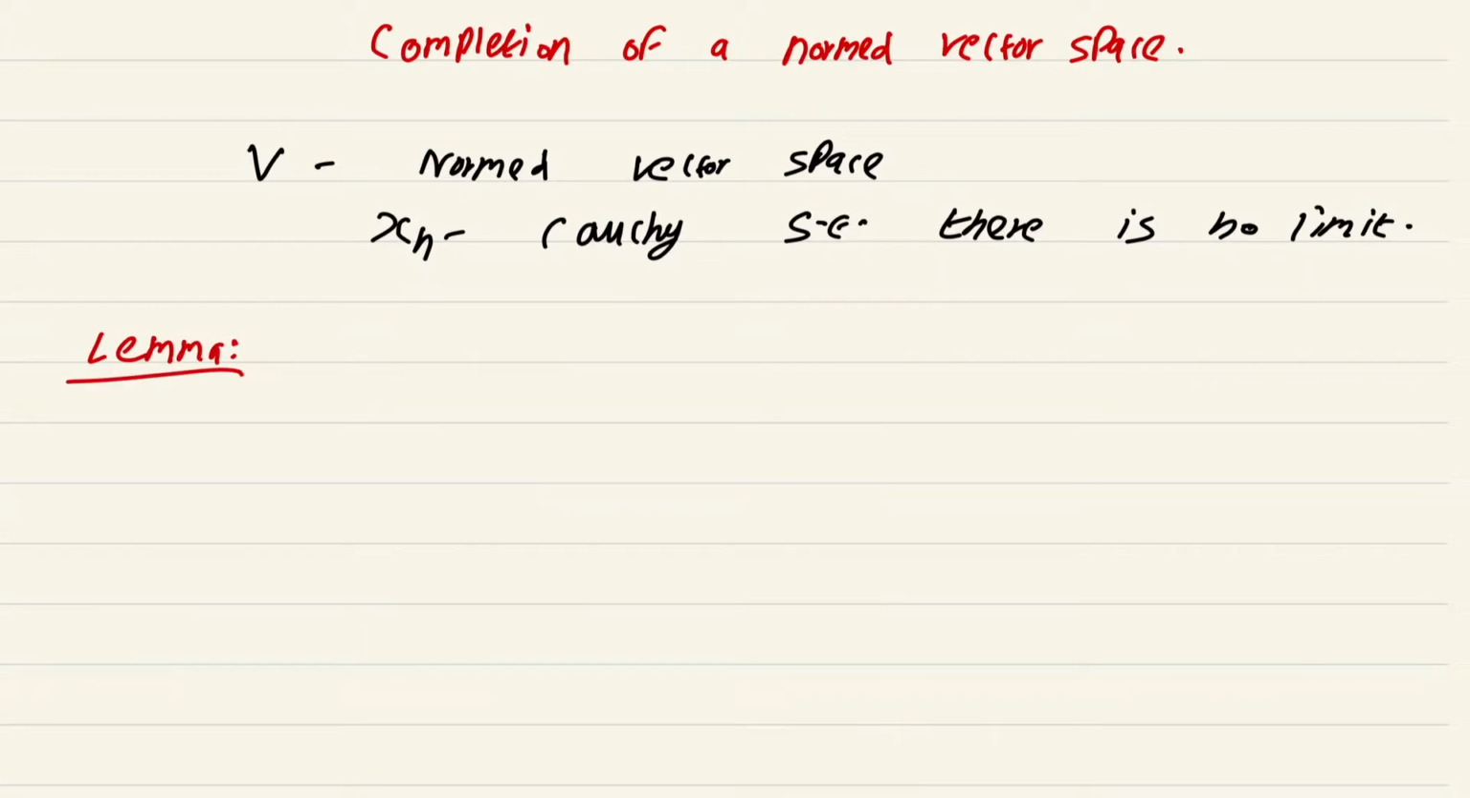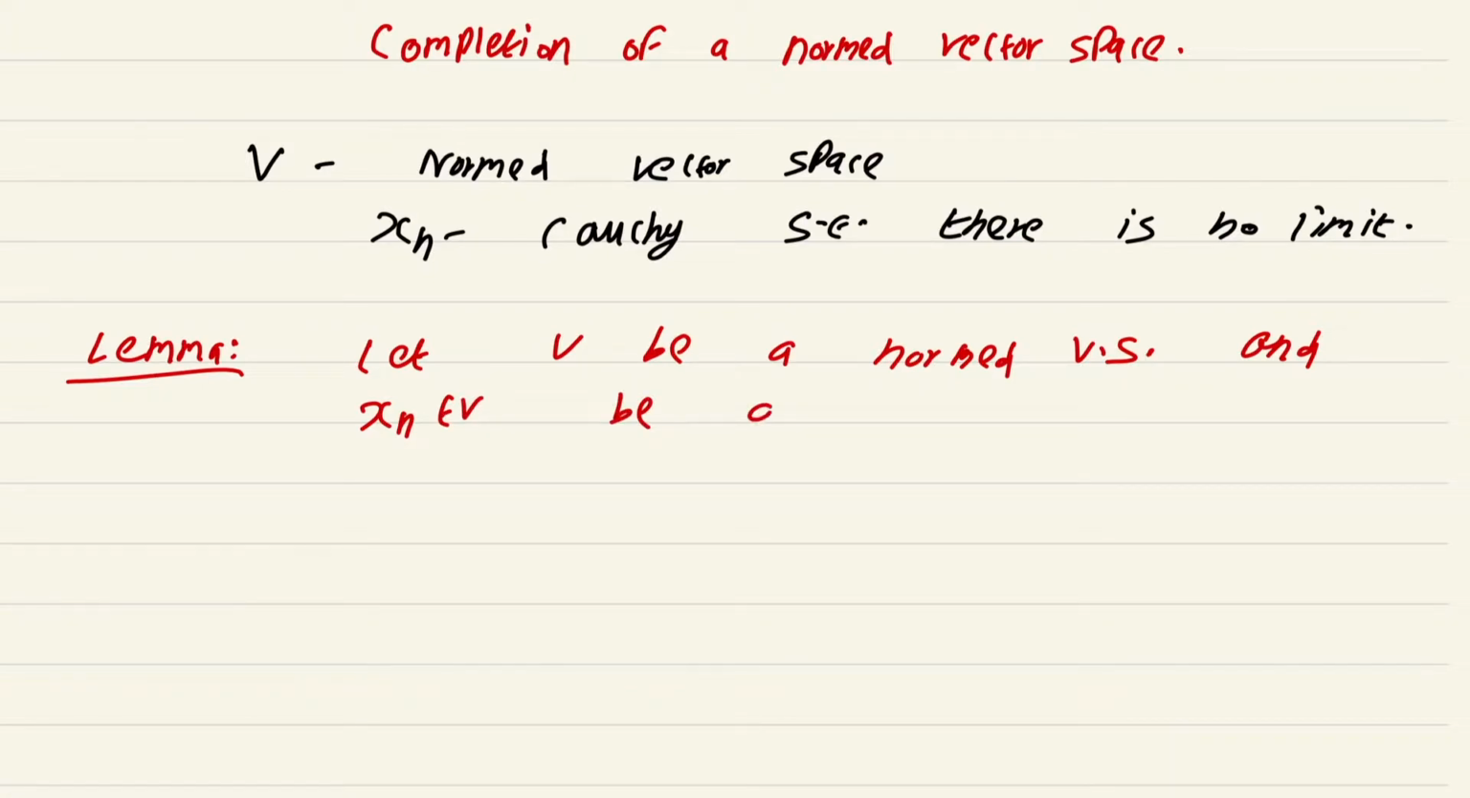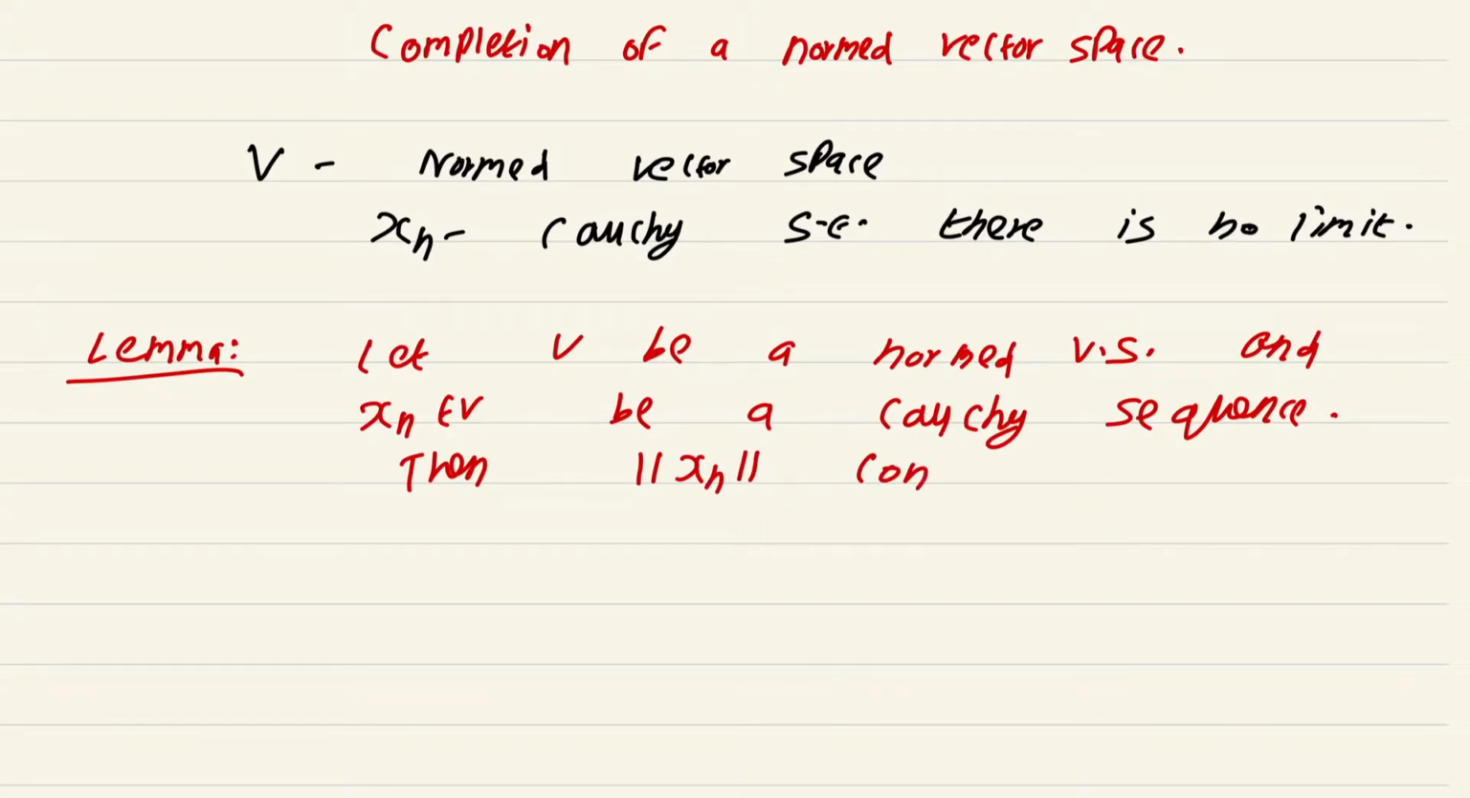Let V be a normed vector space, and xn in V be a Cauchy sequence. Then norm xn converges.